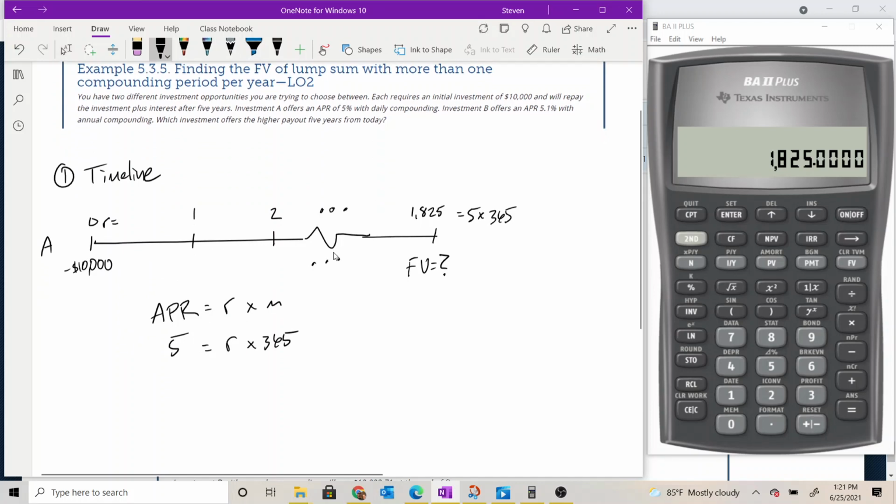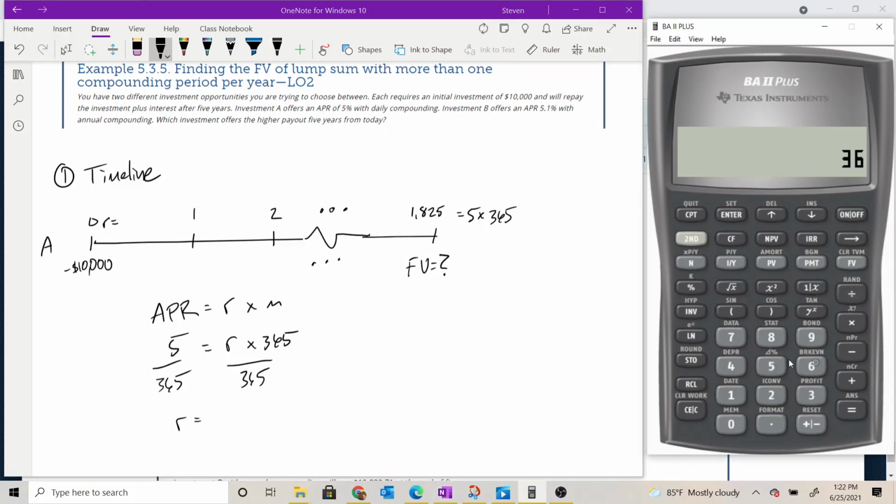All right, so we want to solve for little r. We'll just divide both sides by 365. And I'll flip r over to the left here, since that's how we're used to looking at things like that. So 5 divided by 365 is 0.0137. And I started with 5 in percentage terms, so that is in percent format. That's 0.0137%. Okay, that's all the information for investment A.